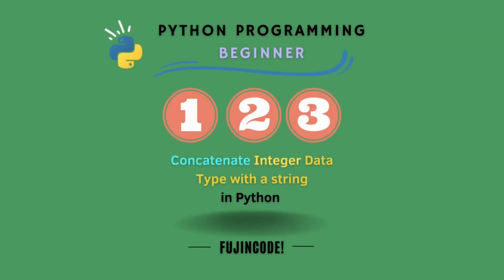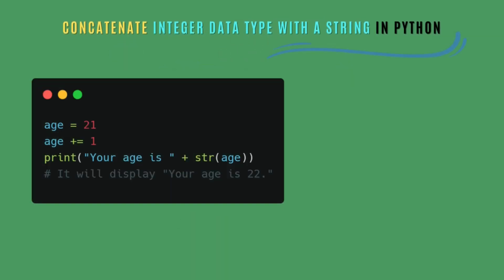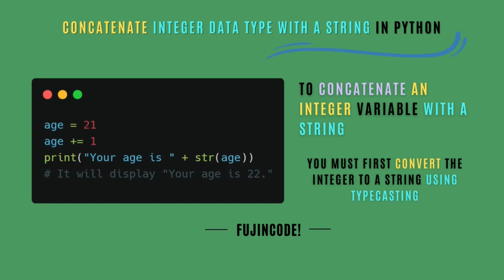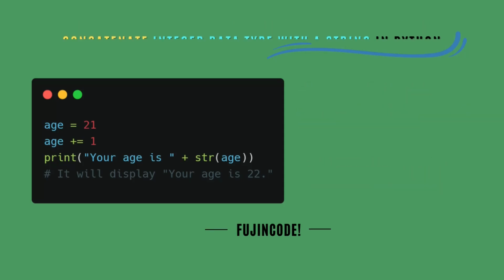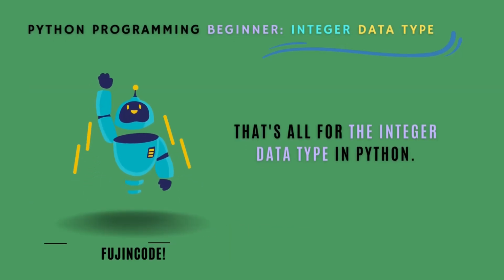Concatenate an integer variable with a string. To concatenate an integer variable with a string, you must first convert the integer to a string using typecasting. That's all for the integer data type in Python.